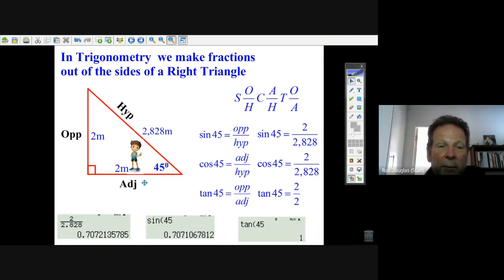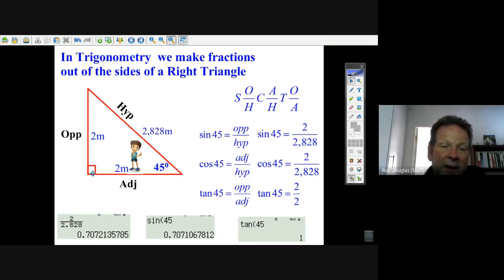The first fraction we're going to make is we're going to take the opposite side, which is 2 meters, and we're going to put it over the hypotenuse, which is 2.828. And that is called the sine. So if this is a 45-degree triangle, which it is, you can actually make this triangle if you'd like, and measure the angle. You'd see it's 45 degrees. Then the sine of 45 degrees would be 2 over 2.828.